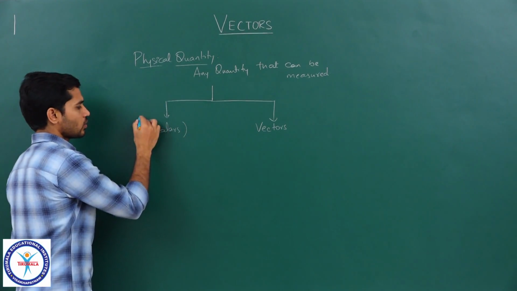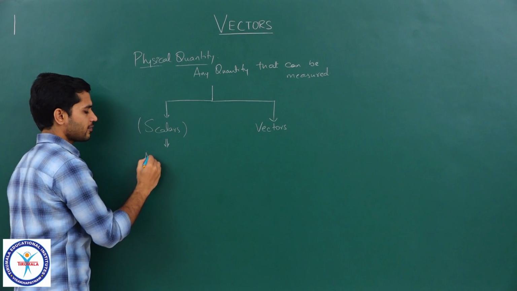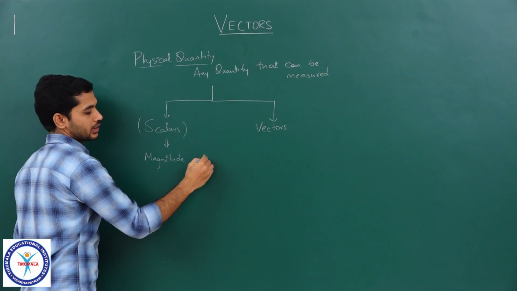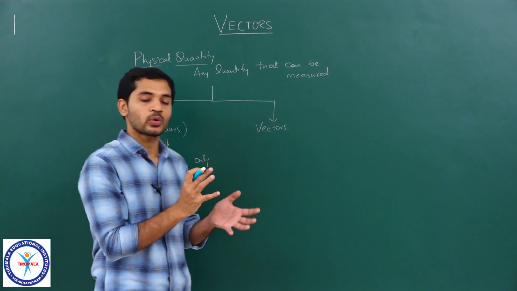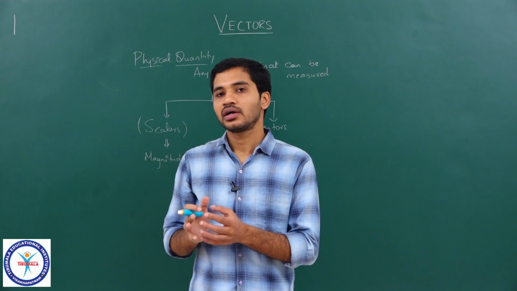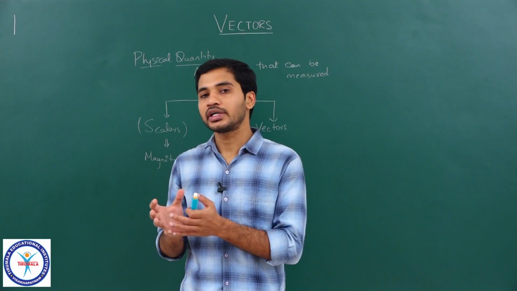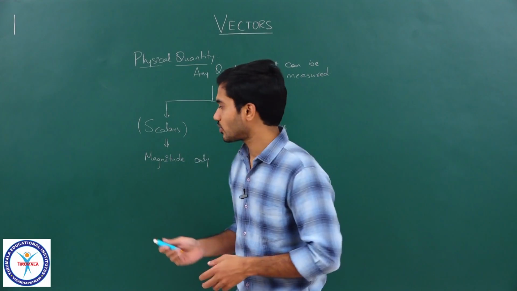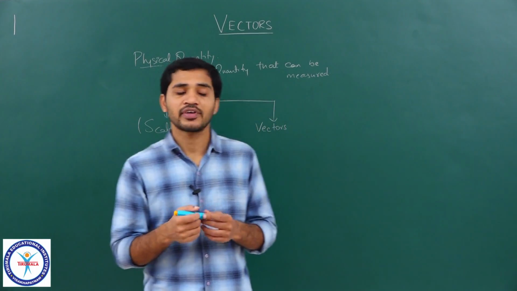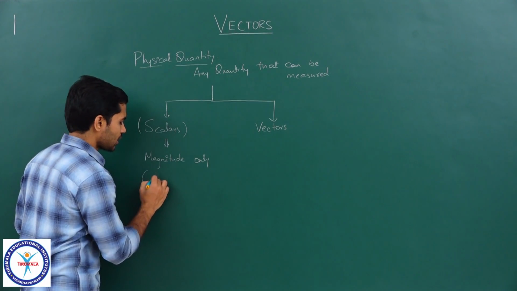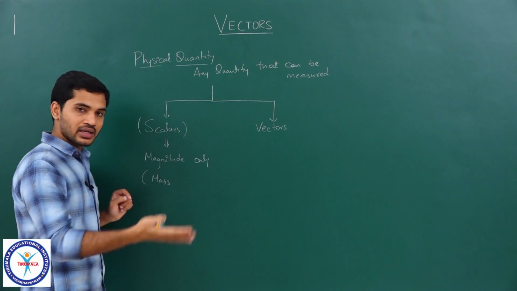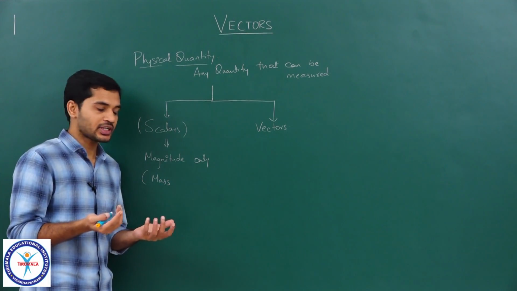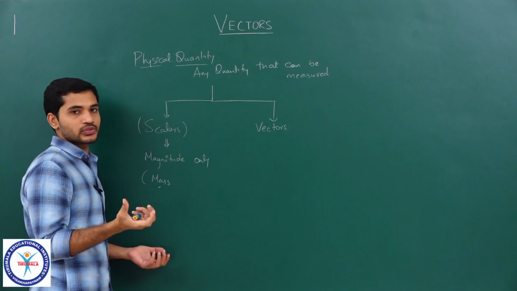So, scalars, we say that scalars are those which have magnitude only, right? They have magnitude only, that is their only characteristic. So, if I have a quantity which has its complete nature defined by only its magnitude, then we call it a scalar. For example, mass. If I define the magnitude of the mass, then everything about that particular quantity is already expressed. Clear? So, mass has only magnitude associated with it.